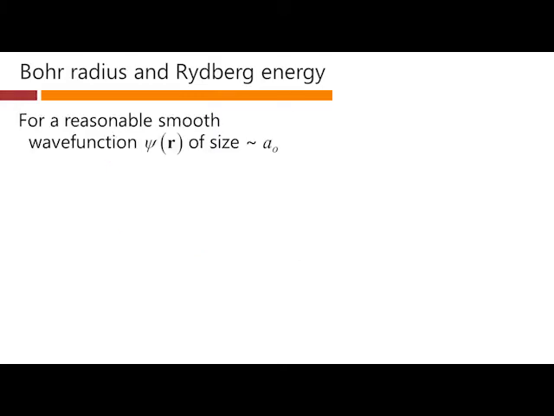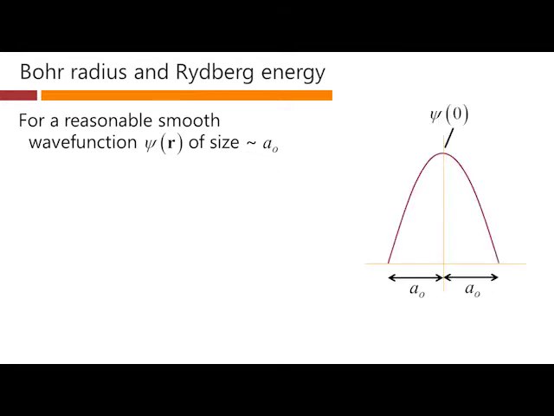For the kinetic energy, we're going to look at what happens when we have some reasonably smooth wave function of characteristic size of order a naught, the Bohr radius. So I've just sketched some relatively smooth function here, and the value of the function in the middle I've called psi of 0. And I've given the function a rough size of about a naught in each direction. Now, I'm only doing this in one dimension, so this is not in any sense correct, but it can give us a rough answer here.